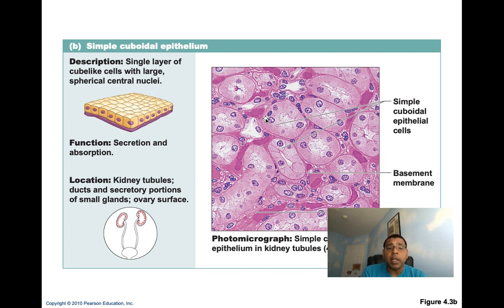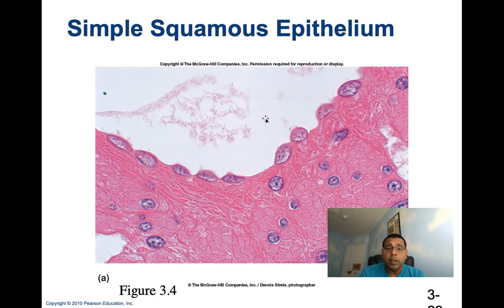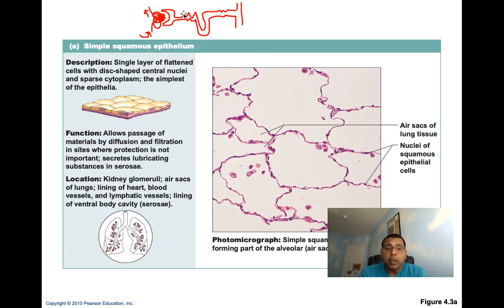These cells are going to be found in the kidney's tubules, the ducts, and the secretory portion of our small glands, and also the ovary surface. So the kidney tubules, coming back here to the nephron. These are the tubules. This is one set of tubules, proximal convoluted tubule. Here's another set, distal convoluted tubule. And here's the loop of Henle, another set of tubules. So you got to make sure you know all the parts and the collecting ducts at the end.